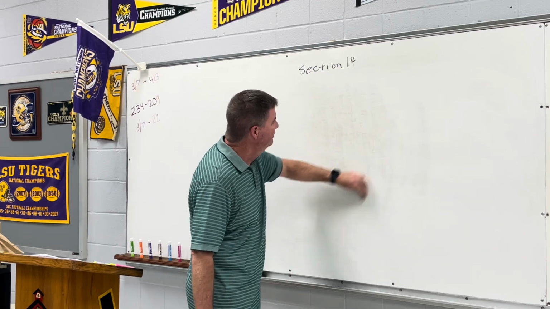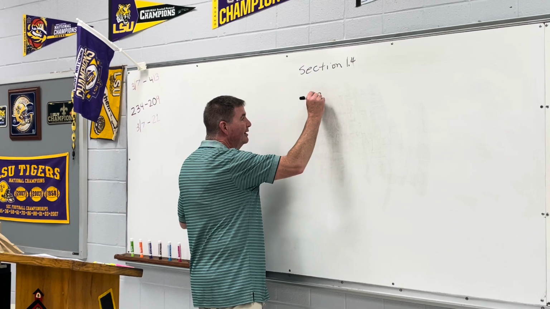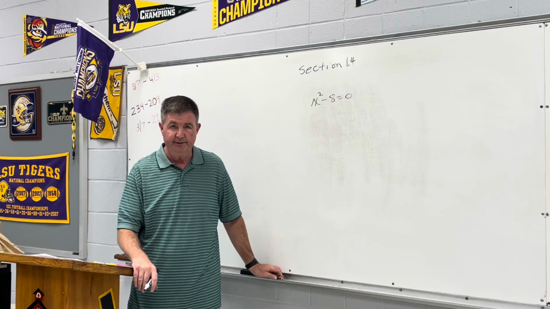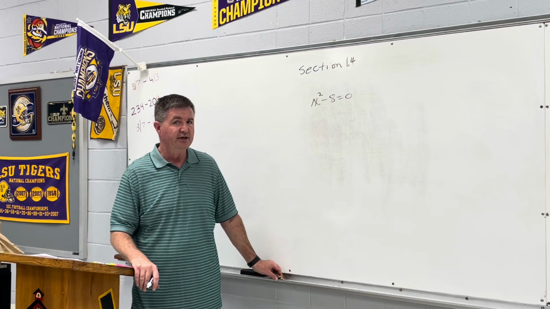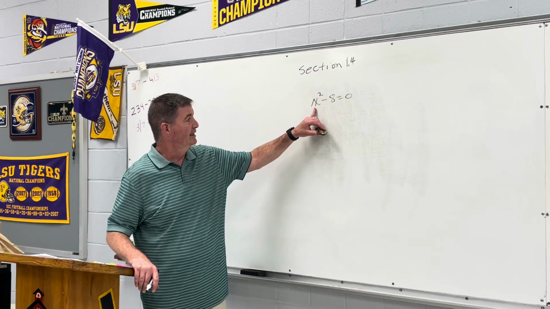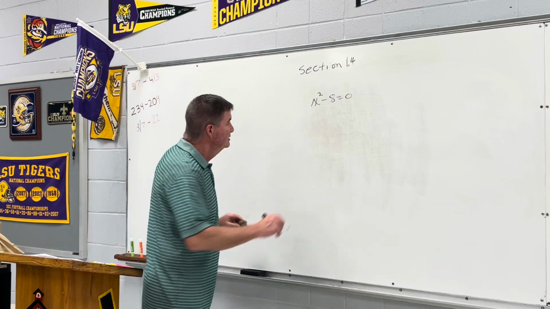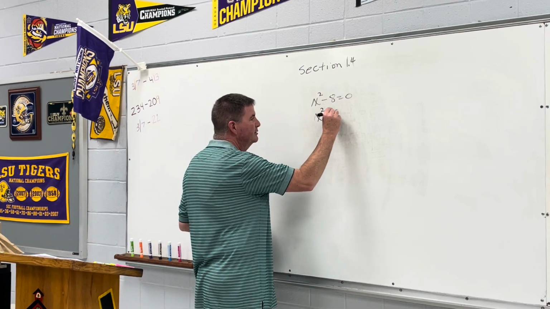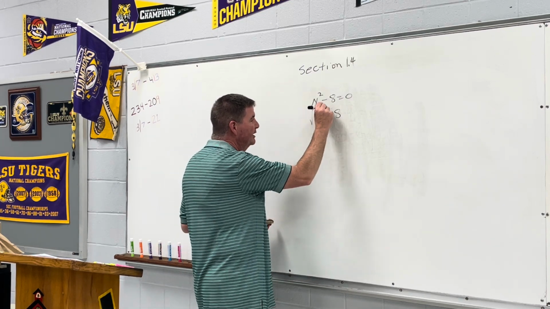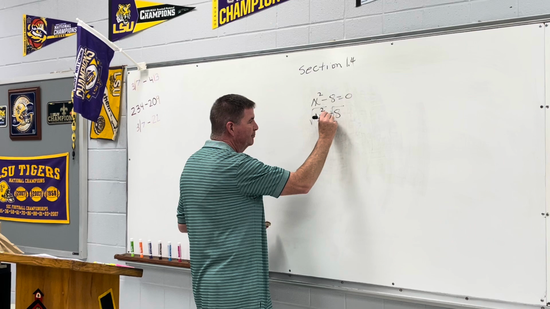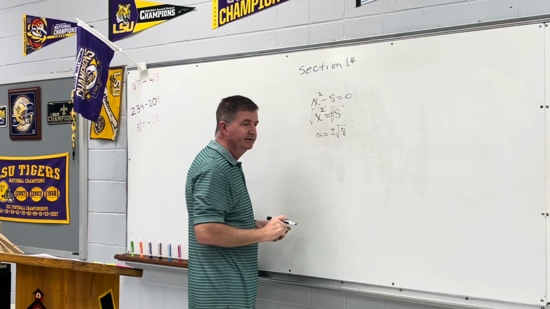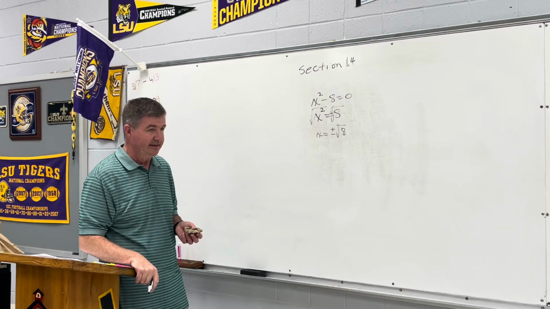Suppose I have x squared minus 8 equals 0. In order to do the square root method, we have to isolate what's squared, get everything else away from it. So that's going to be x squared equals 8. Bring the 8 to the other side. Now when we take the square root, we take both plus and minus. x equals plus and minus the square root of 8.